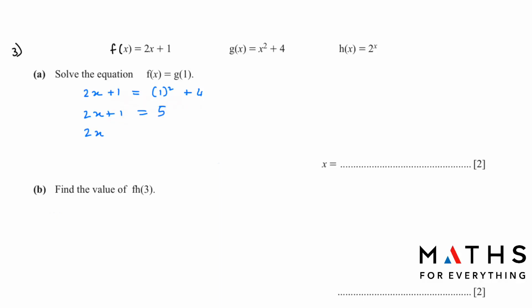Shift the 1 to the other side. It will become 5 minus 1. So 2x is equal to 4. And x is equal to 4 divided by 2, which is 2. A little bit thinking you had to do here.